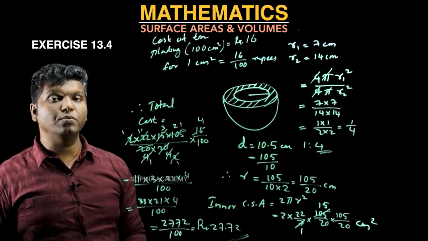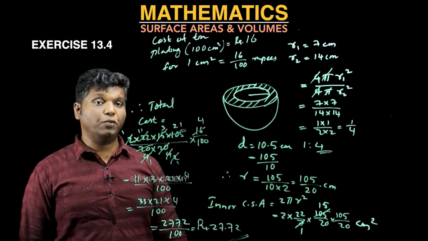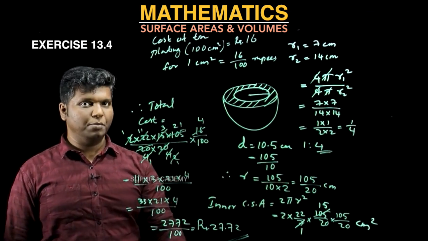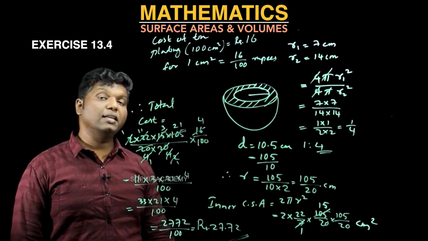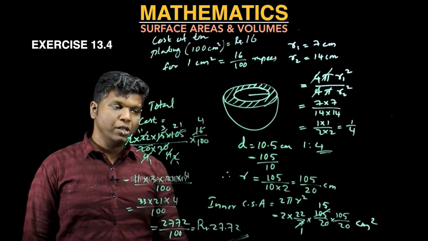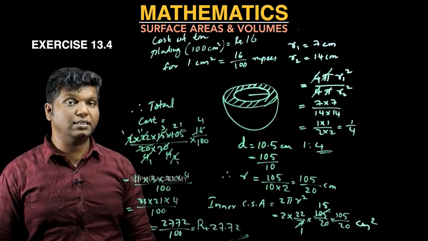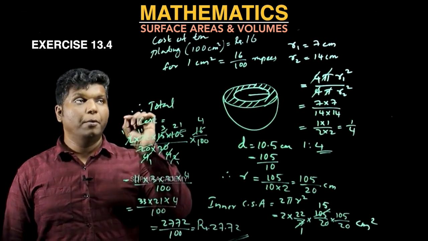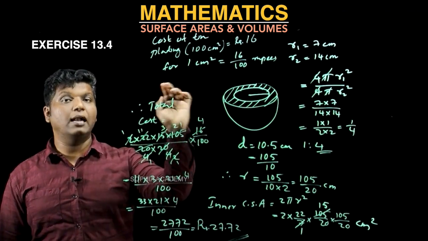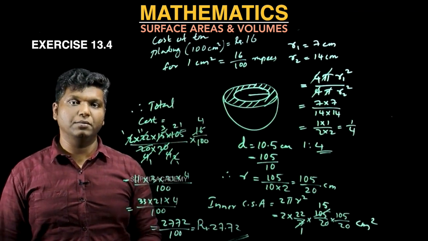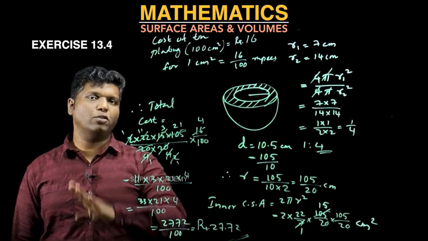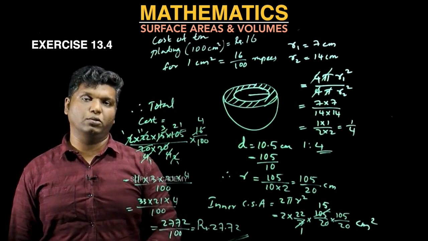So this is the way to do it. What did we do first of all here? We found the total inner CSA, because you have to plate the inner CSA of the given hemisphere. So first you find the inner CSA, and thereafter it's already given in the question that for tin plating 100 centimeter square, it is 16 rupees. So you have to find for 1 centimeter, every time you have to bring it like that. For 1 centimeter, what will be the cost?